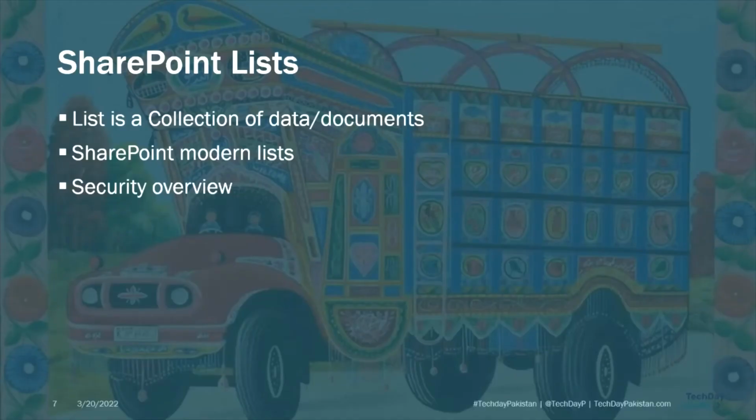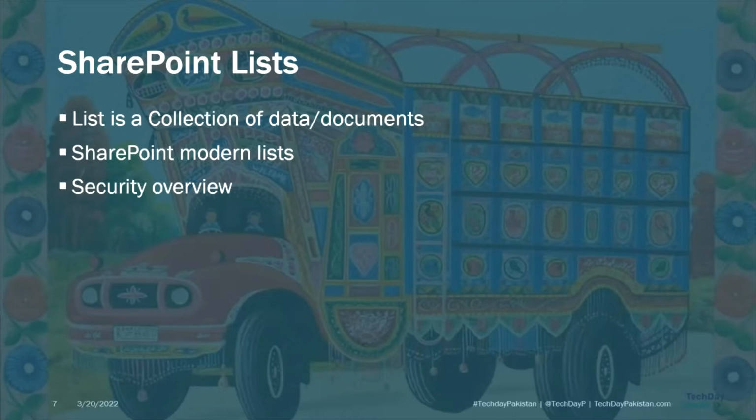Now, if we talk about lists as a collection or document, the list is a template in SharePoint. There are two types of content folders in SharePoint: one is called list, and one is called document library. The document library is the area where you save files and documents and add some metadata.